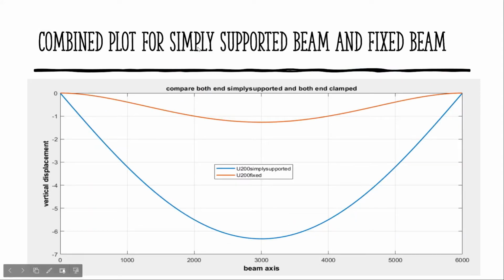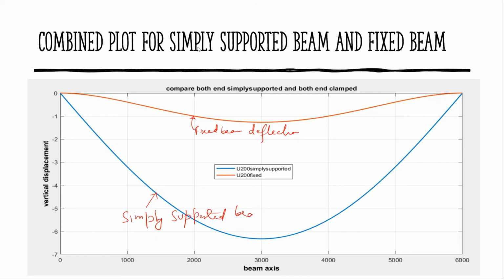So this is a combined plot for the simply supported beam and the fixed beam. Let's see what the orange color is showing. It is showing the fixed beam deflection, and this one is the simply supported beam deflection.